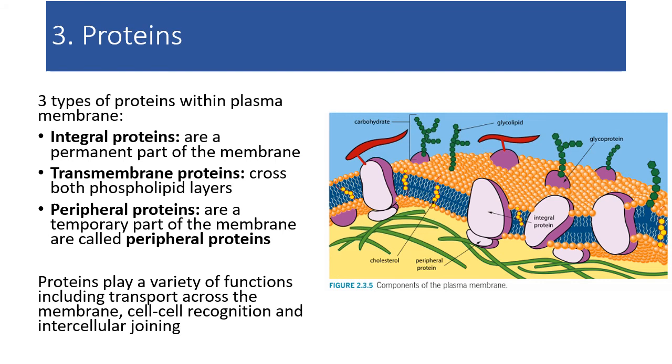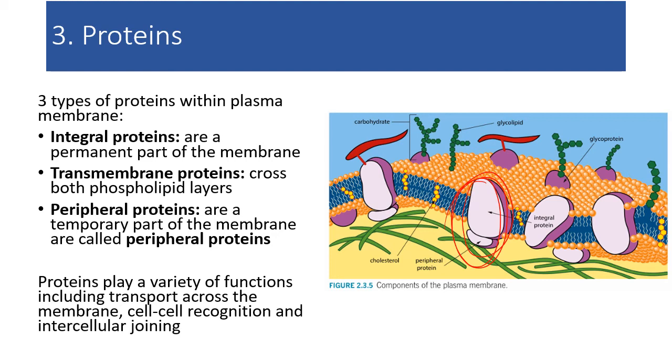Next, we have proteins. Now, there are three types of proteins that may exist within the plasma membrane structure. So we've got integral proteins. Now, these proteins are a permanent part of the membrane. So again, if we look at our diagram on the right, we can see that this protein here is an integral protein. And what that means is that it's permanently present. So it doesn't attach and reattach. It's always there as part of the membrane structure.